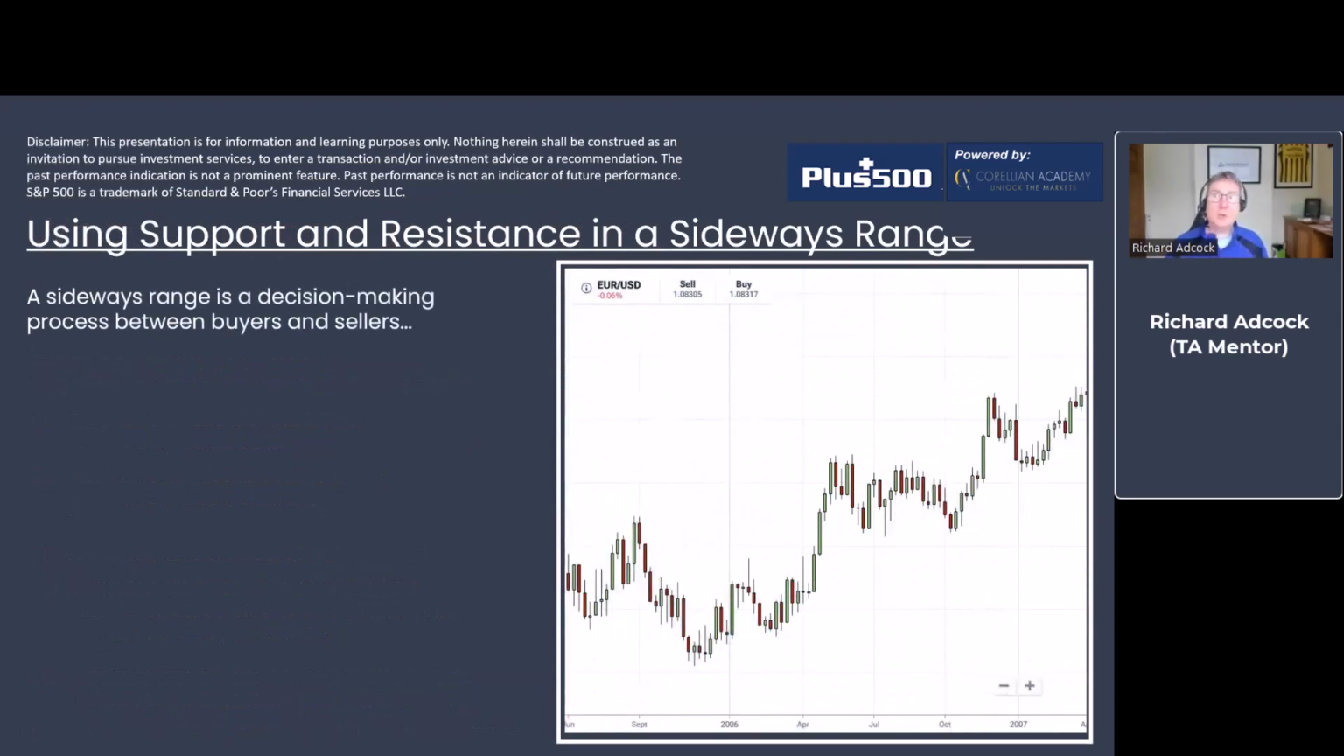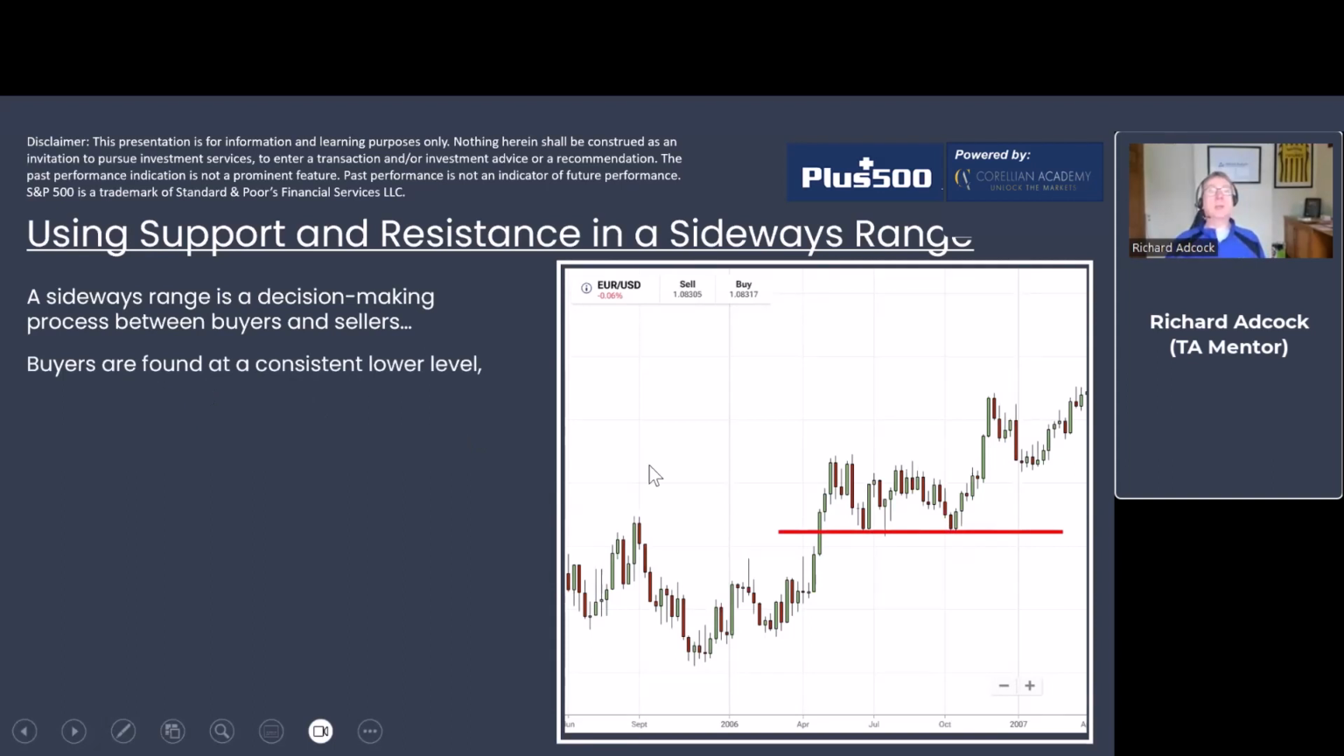So how can we use support and resistance within a sideways range? Well, a sideways range is a decision-making process between buyers and sellers. Buyers and sellers are active at a certain level each time. If we look at an old chart of the euro dollar, for instance, we can see that buyers are found consistently where we've marked the previous lows and this horizontal support line. So this marks the support level.